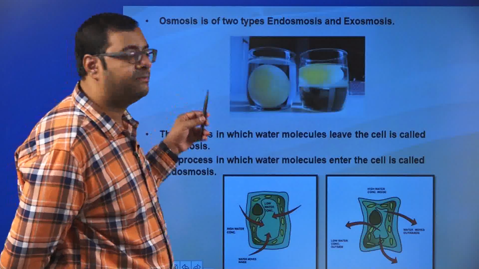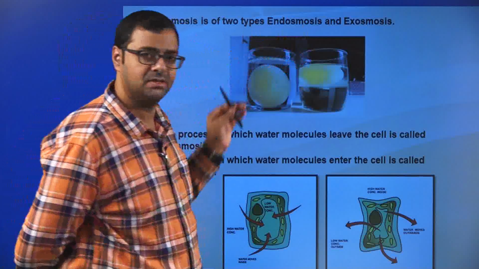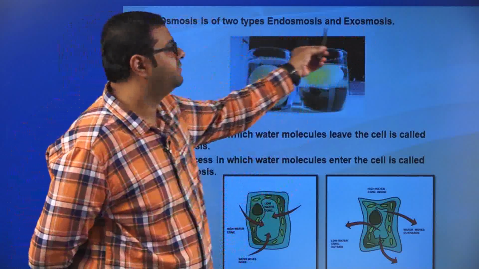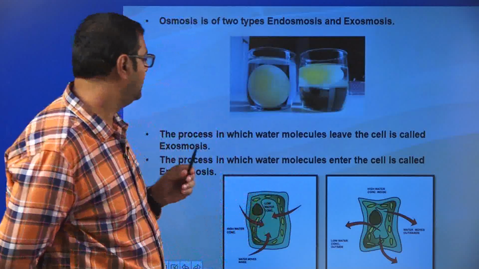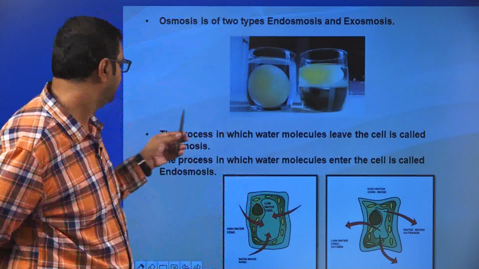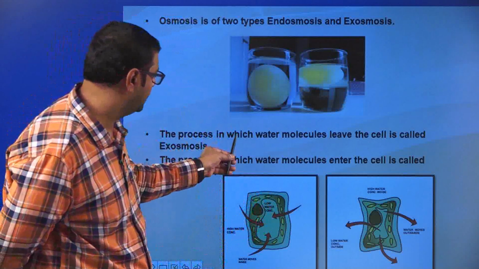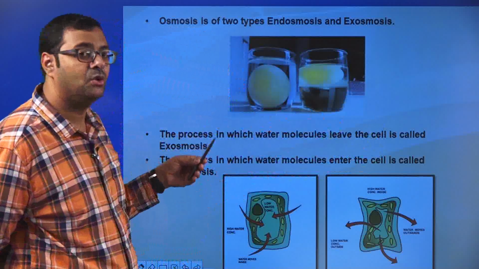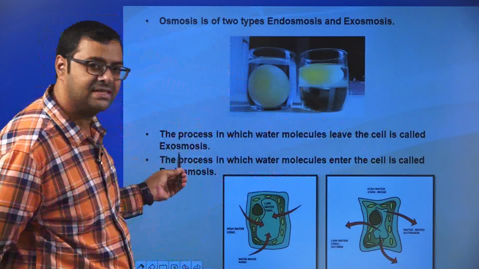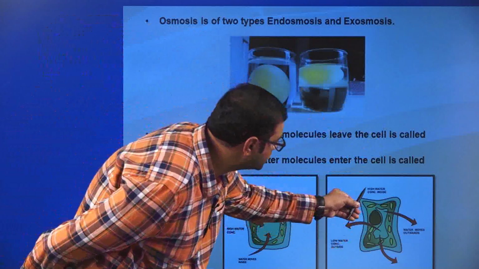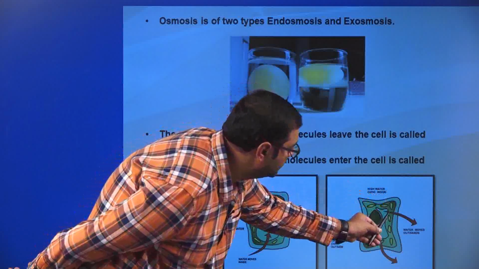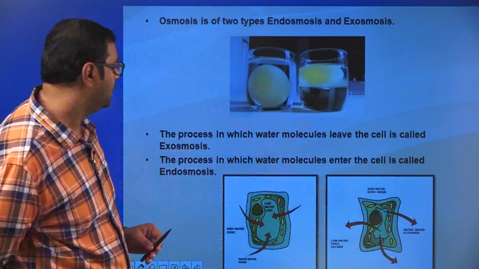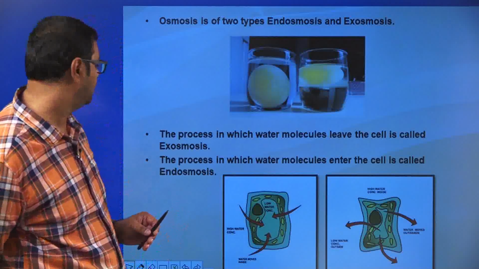Now one type of osmosis is endosmosis, and the other type of osmosis is exosmosis. So these are the 2 types of osmosis which are present. Now let us see what is exosmosis. The process in which the water molecules leave the cell is called exosmosis. So why will the water molecules leave the cell? Because high water concentration is present, the water moves outwards. Okay children, are you clear with this?